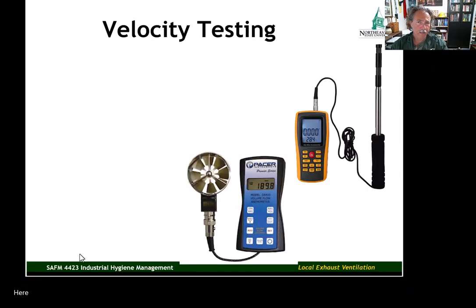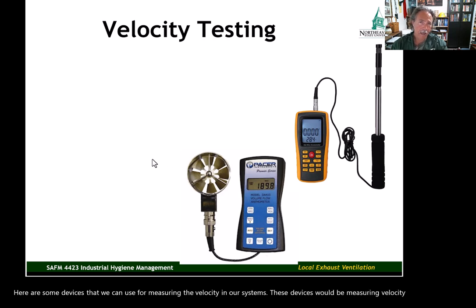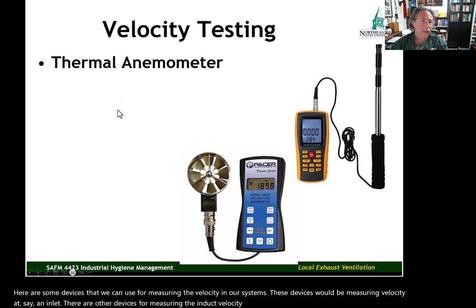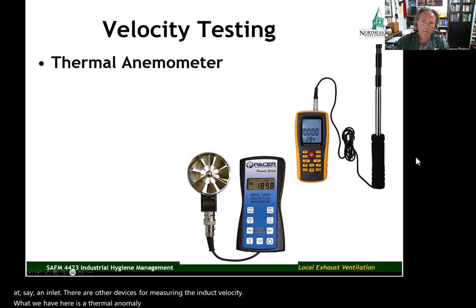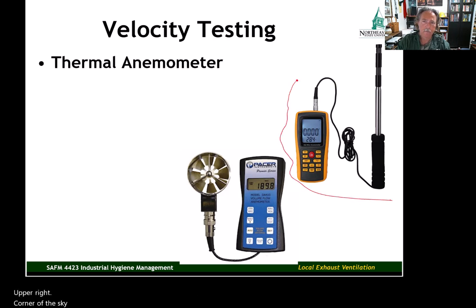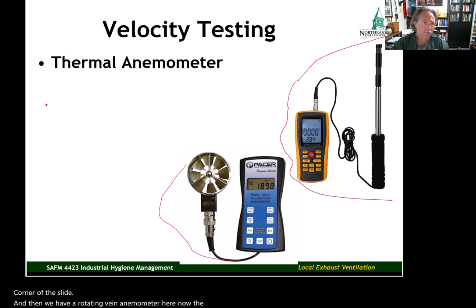Here are some devices that we can use for measuring the velocity in our systems. These devices would be measuring velocity at, say, an inlet. There are other devices for measuring the induct velocity. What we have here is a thermal anemometer up in the upper right corner of the slide. And then we have a rotating vane anemometer here. Now the thermal anemometer, there's a heated probe.